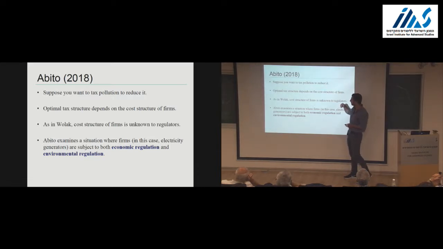Abito's paper, similar, is going to have asymmetric information between the regulator and the firm. Firms are subject to economic regulation. Even though the paper was written recently, he's going to be looking at the 1980s, because the electricity generation sector was largely deregulated in the US. It used to be regulated, but as technology changed, it basically became deregulated.